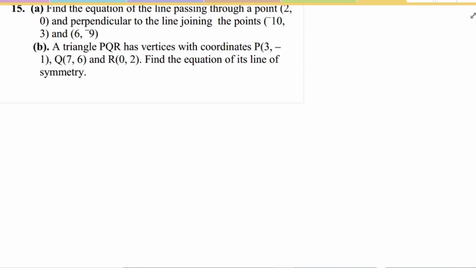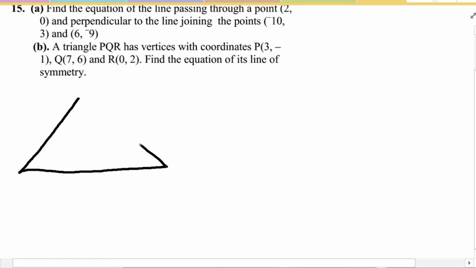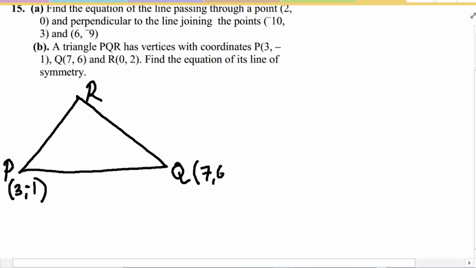So let's try and draw that triangle PQR. Let me draw it here. The triangle PQR. Okay, that's now the part B. Now let's draw triangle PQR like that. So this is our triangle PQR. Okay, so they are telling us that the triangle PQR has vertices with coordinates P. Coordinate P is 3, -1, so this is 3, -1. And then we have Q, which is 7, 6. Q is 7, 6. And R is 0, 2.